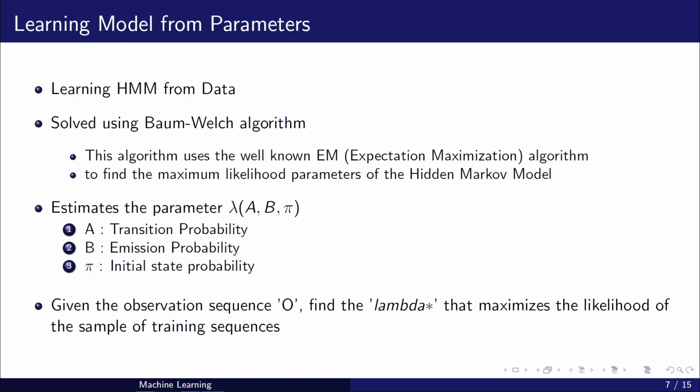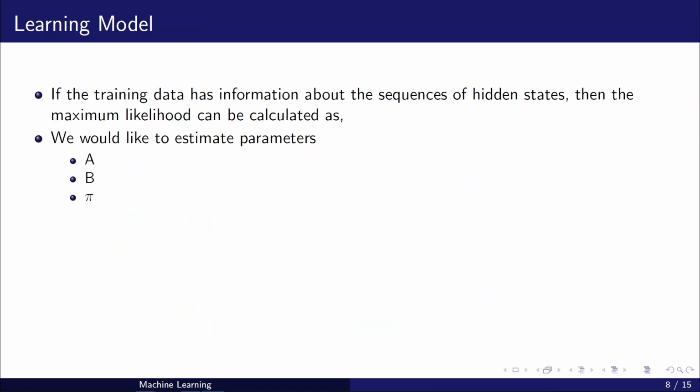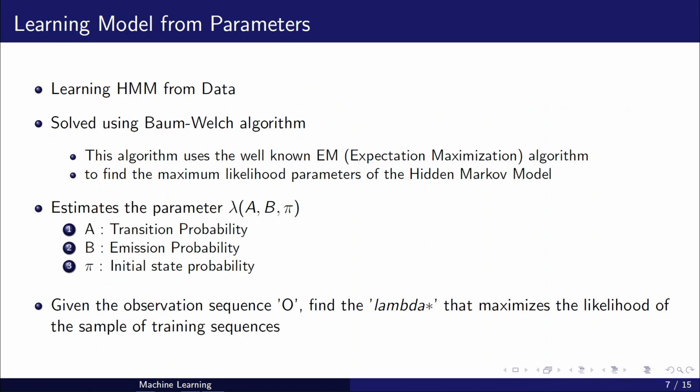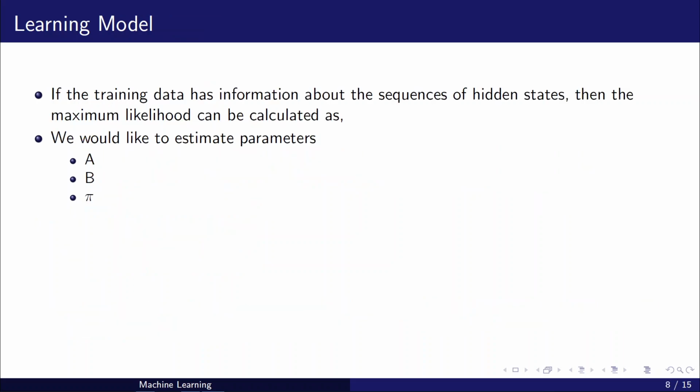So lambda star is the parameter. These parameters need to be identified to maximize the likelihood of the sample of training sequences. So here we are going towards the likelihood of the total sample of training sequences. The likelihood can be directly calculated if the states are not hidden, but here the states are hidden, so we can calculate it only with expectation maximization.